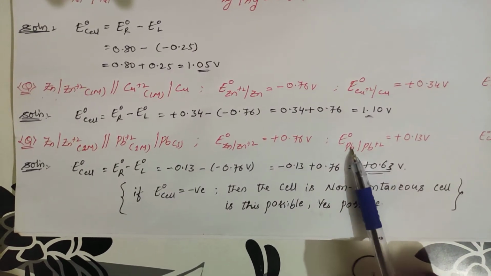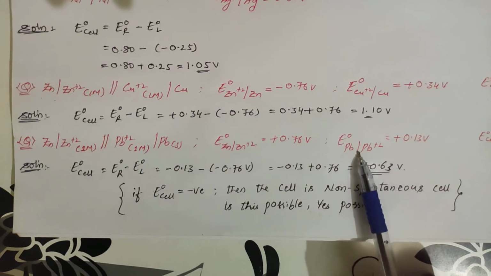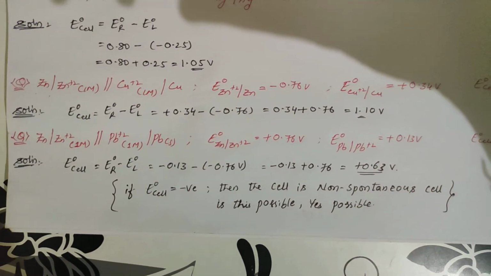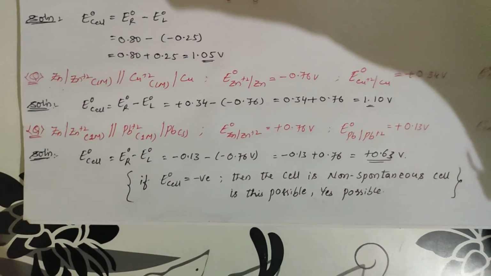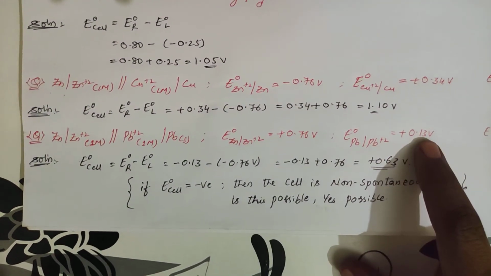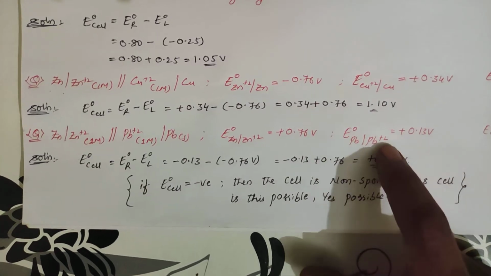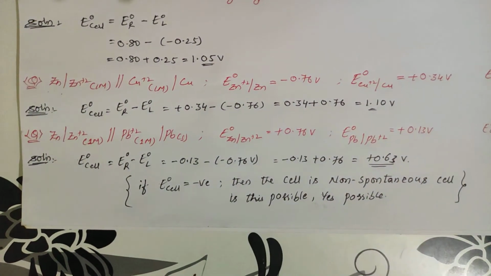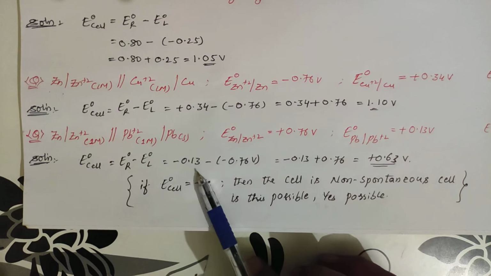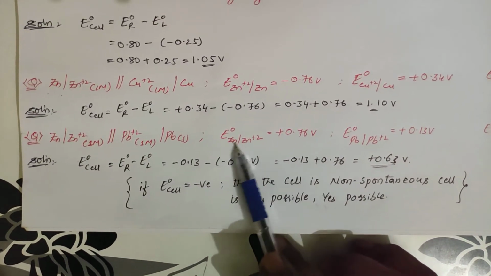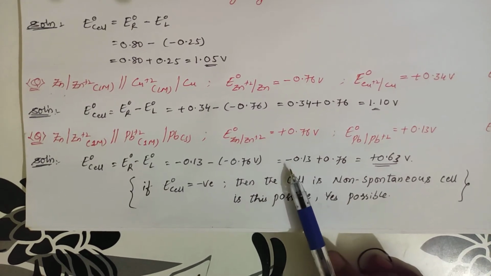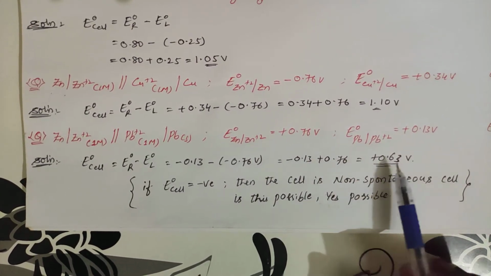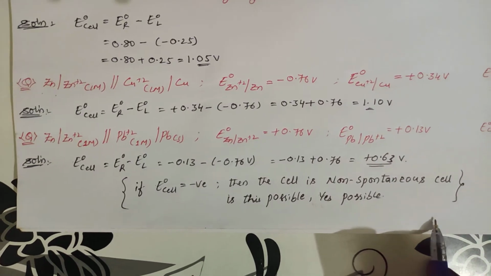Pb to Pb plus 2. What is this? That is also oxidation. You convert that also into reduction. So you will be getting minus 0.13. Next, lead minus zinc. So lead you will be getting how much? Minus 0.13 minus this one. This one also is oxidation, right? You convert that into reduction. So minus 0.76. So you will be getting the value minus 0.13 plus 0.76. So the value will be plus 0.63 volts.